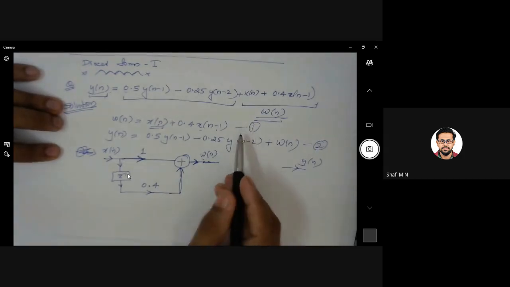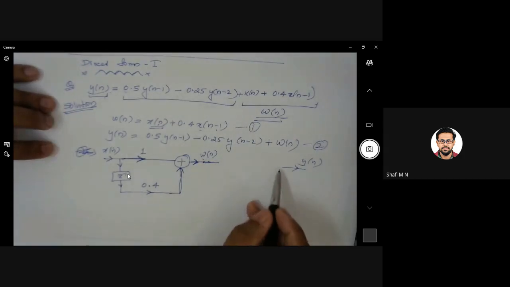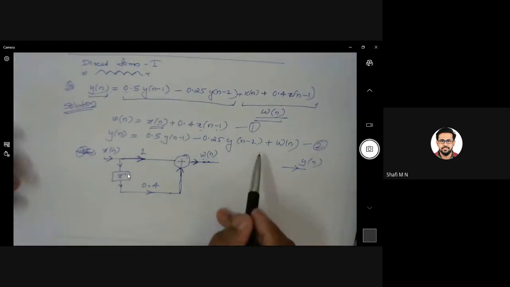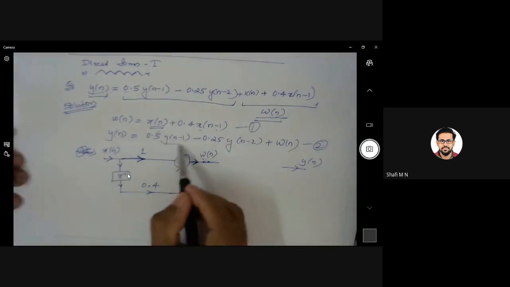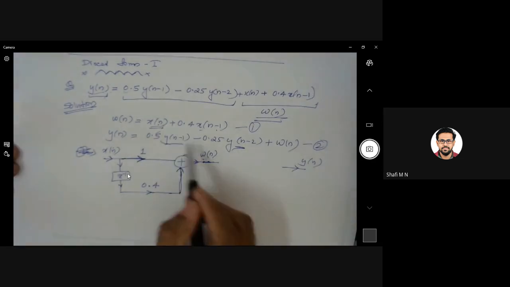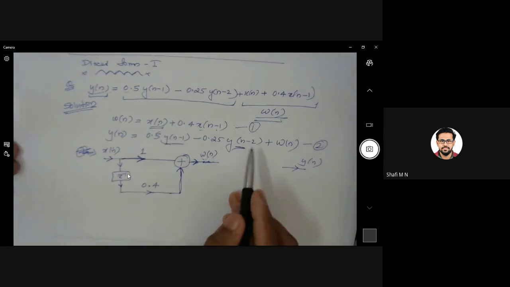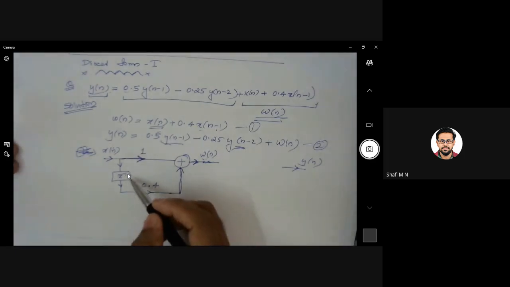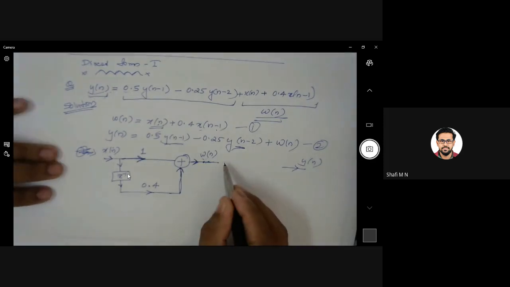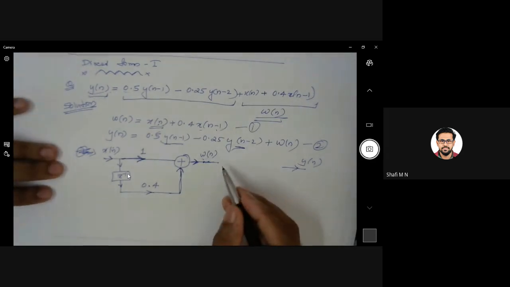Ready? Now let's see what y of n is in terms of w of n. Here you can see it's the addition of w of n plus some other terms. These are actually previous values of y. Y of n minus 1, right? When you are calculating y of 0, this is y of minus 1 and this is y of minus 2. So this is actually a memory element. Delay element we call it, but that is nothing but a memory. You are saving that and taking it after 1 unit time.